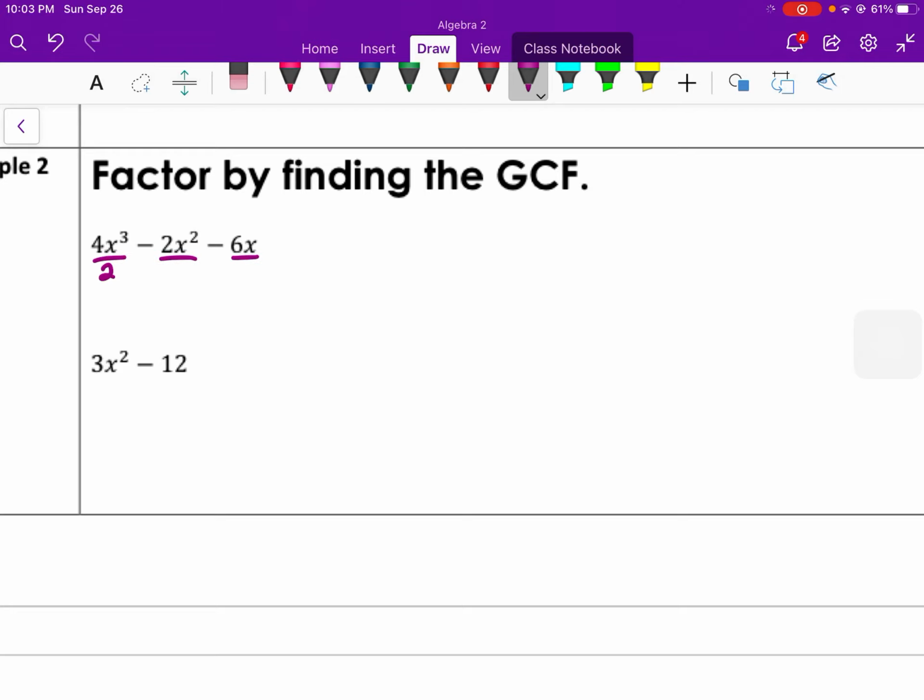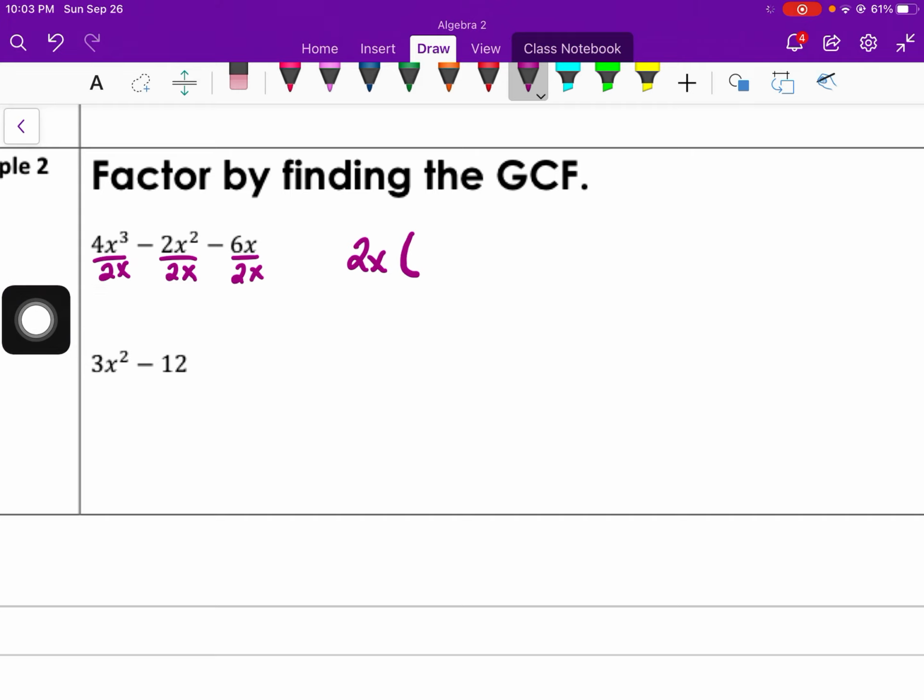All right, so 4, 2, and 6 are all divisible by 2, so I could start with that, and then we have an x cubed, an x, and an x. So I can take out an x from at least each. I can't take out anything bigger than the x because the last term only has a single x. So the biggest I could take out is a 2x. So the 2x is going to go out in front, and then divide each term by 2x.